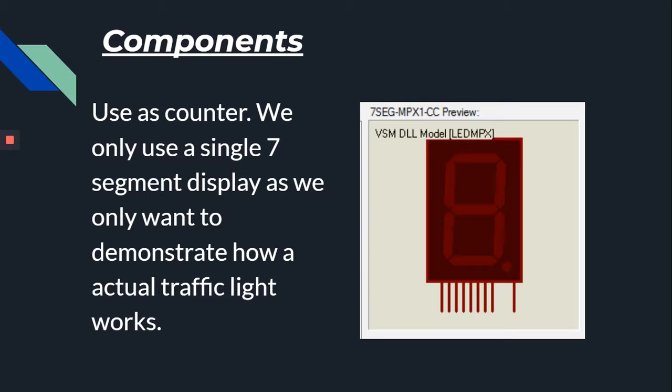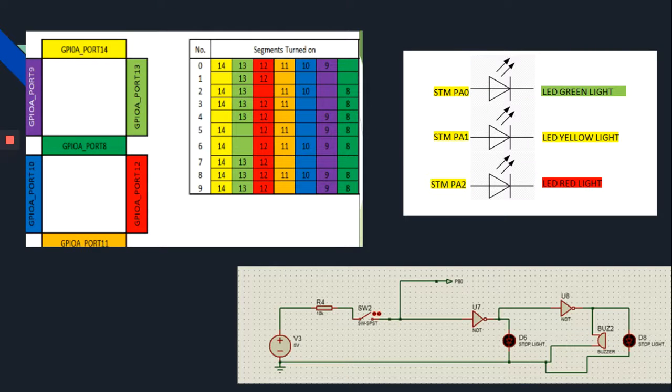So these are the components that we use. First of all, the 7-segment, in order to demonstrate how a traffic light counts down. And this is how we control the 7-segment. We control the 7-segment based on this table. For example, when we want to display 0, then we will turn on port 14, 13, 12, 11, 10, and 9. Port 8 will be turned off. So every number will refer to this table.